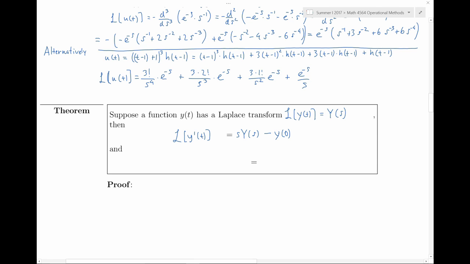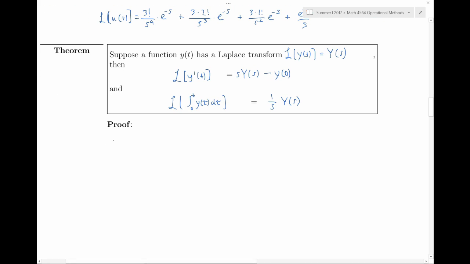We're going to see in the proof how this y of 0 appears. And on the opposite side of things, if we compute the antiderivative of y, which I'm going to compute a very specific antiderivative, integral from 0 to t of y of tau d tau, that is going to result in a division by s of the Laplace transform. And there will be no initial conditions on that, because the initial condition on this integral when we replace t with 0 is 0. And again, we're going to see in the proof how that plays out.